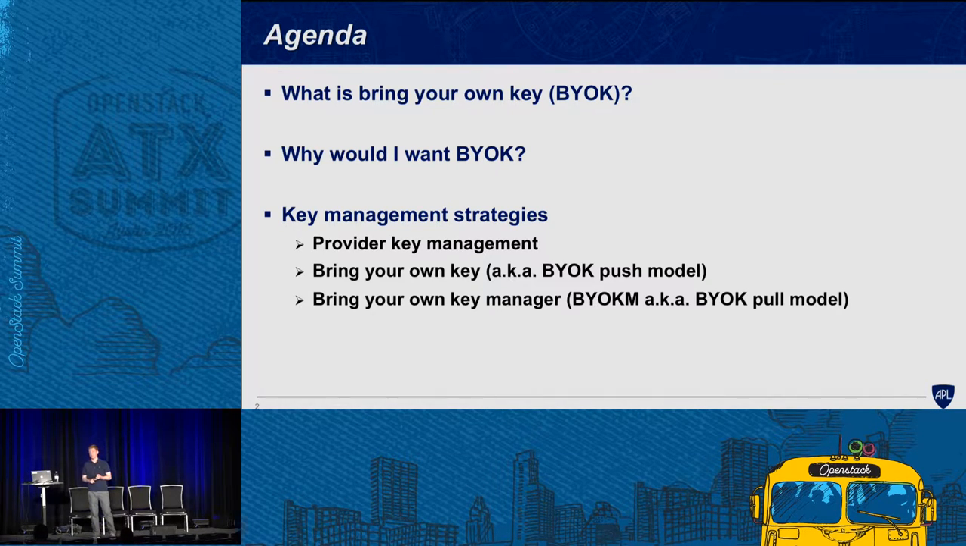So there's provider key management. That's where your cloud provider is going to manage everything for you. They'll have your key manager, and you may or may not even have access to it. Then we'll look at the bring your own key push model, which I've renamed simply bring your own key. I know that might be a little confusing because we're talking about bring your own key in general, but I decided to rename it that just because when you look at bring your own key with other cloud providers like Amazon or Google, this is typically what they mean. And the third model is the bring your own key pull model, which I've renamed to the bring your own key manager, and you'll see why when we get to that particular strategy.